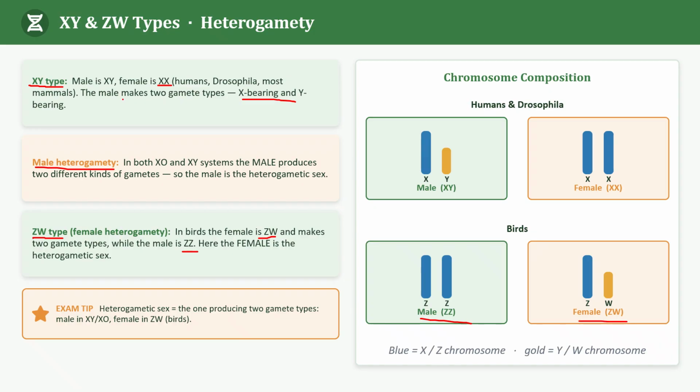The male produces only Z sperm, but the female produces Z egg and W egg. So the female is heterogametic. What you should remember is that the heterogametic sex is always the one producing two different kinds of gametes.